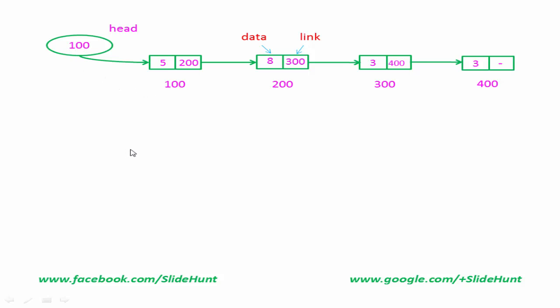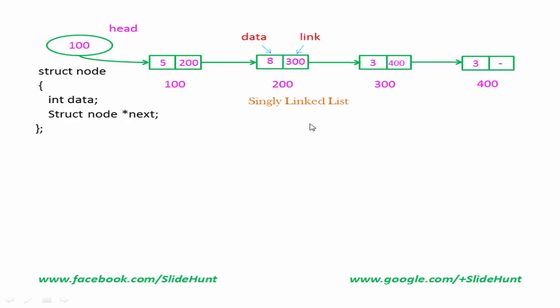If we want to define a node in programming language, then we can write it as struct node, and it has two fields. One is data field which is of type integer, and another is link field which is pointer to node, struct node, and we named it as next. We have already learned all these things in our previous few tutorials on linked list. Now see here, each node has only one link that points to the next node in the list. So we can say it as a singly linked list.